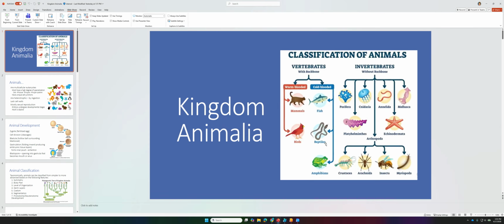And that is going to wrap up our first lesson on Kingdom Animalia. As we move forward, we're going to be taking a look at these groups of animals more closely, doing some lab activities and a couple of dissections, and hopefully you guys will just finish out strong.